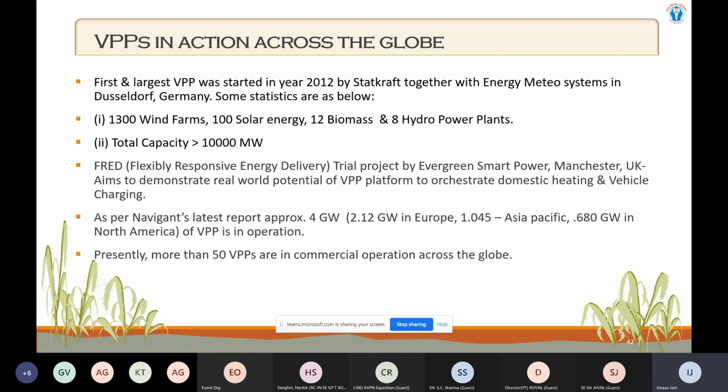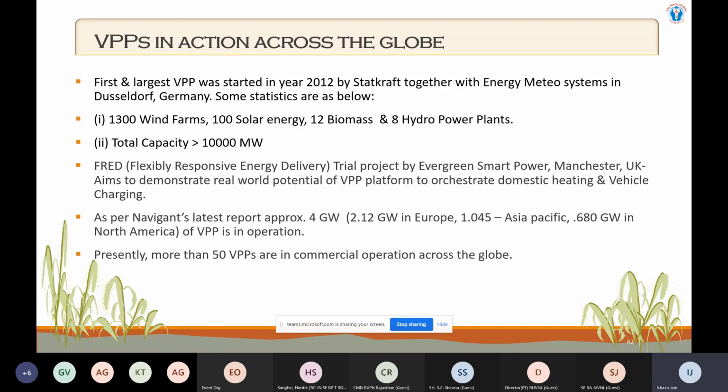These are the largest virtual power plants installed across the globe. In 2012, Statkraft started this. They have connected 1,300 wind farms, 100 solar energy, 12 biomass, and 8 hydro plants in this virtual power plant. And we cannot imagine the total capacity of 10,000 megawatt being connected to a virtual power plant by Statkraft. And definitely they got good results, and now virtual power plants in Germany and elsewhere are in vogue.